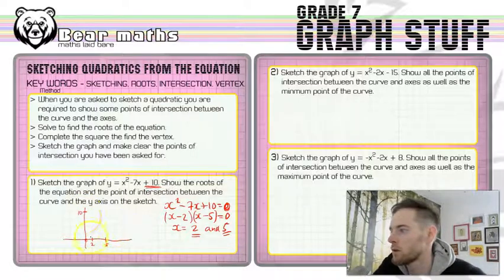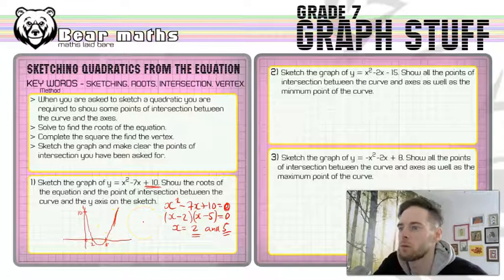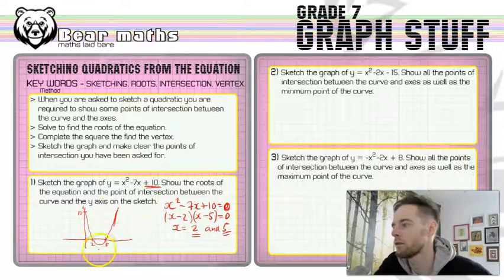We're showing all the points of intersection between the curve and the y-axis, and the curve and the x-axis, showing the roots of the equation and where it goes through the y-axis. So we draw a quadratic shape. It looks like that. You draw it as neatly as you possibly can, but it doesn't have to be to scale or completely perfect. That is a good enough sketch.